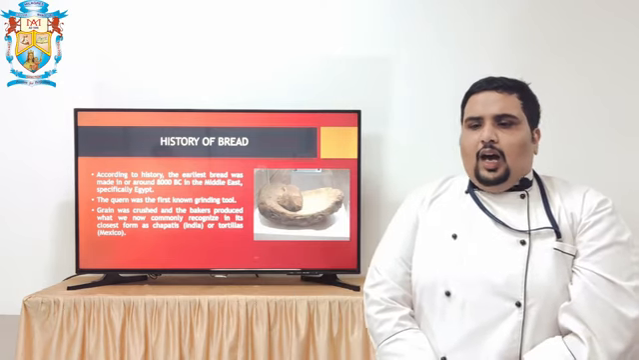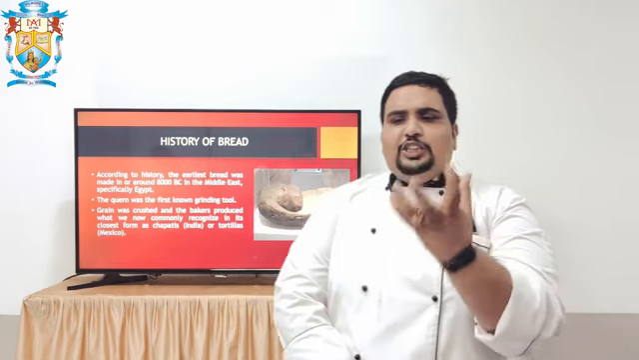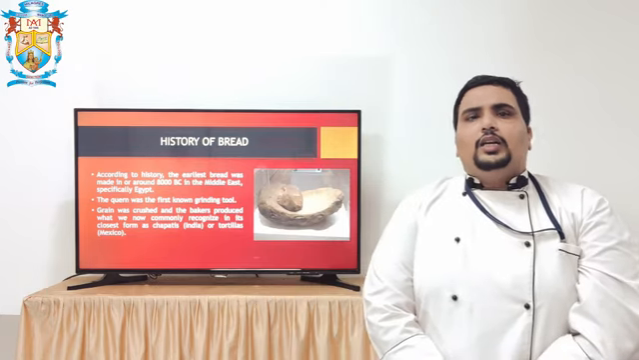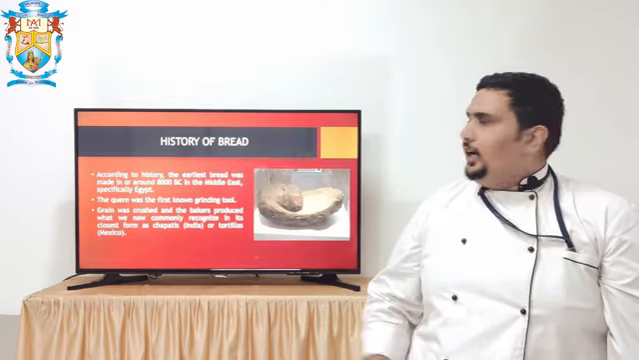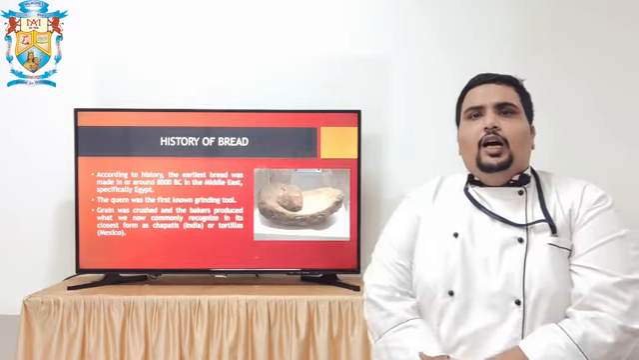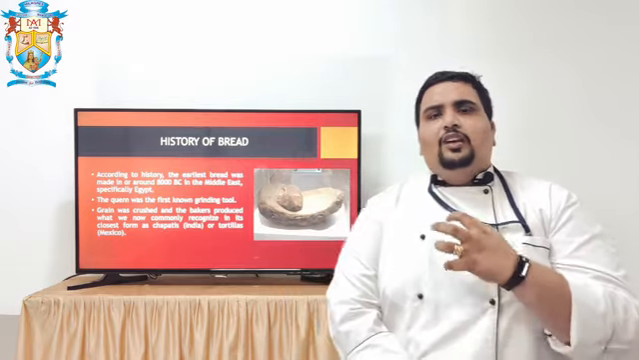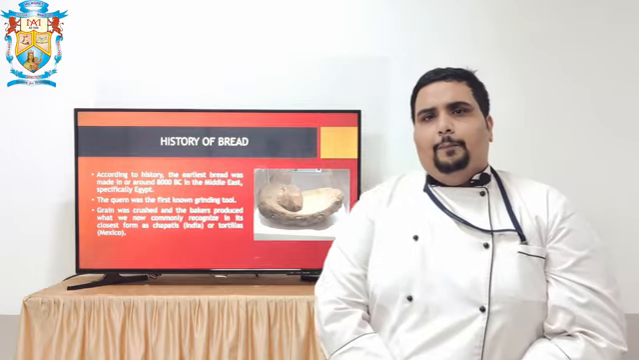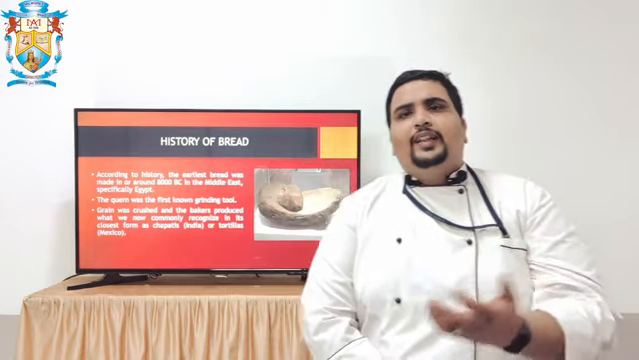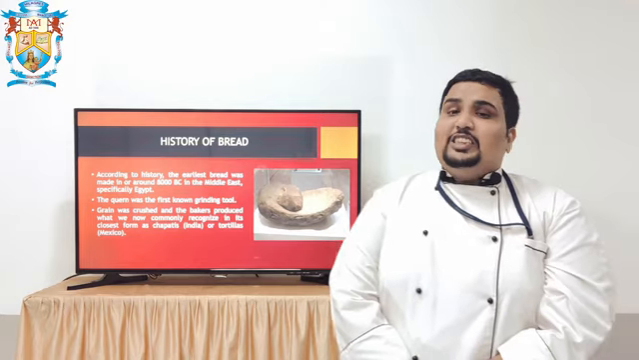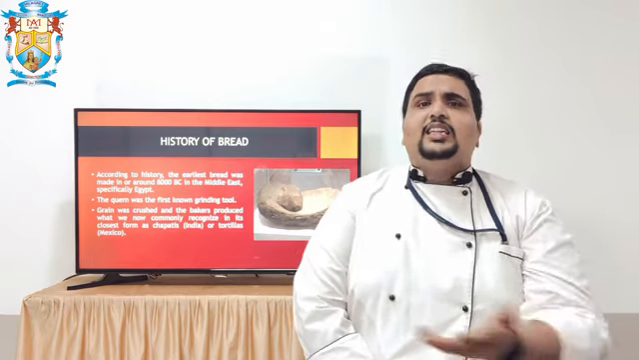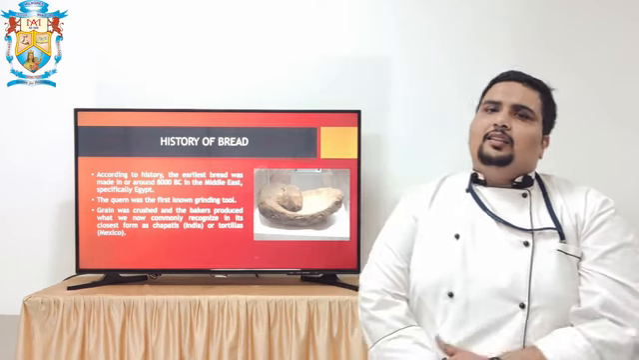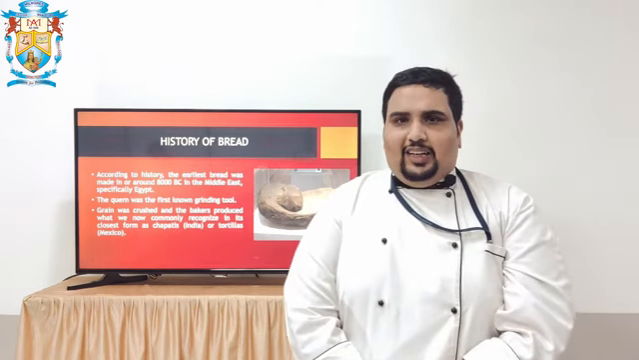They used a simple machine called the quern. A quern, as you can see in the picture over there, they used to grind the grains to form flour, and this flour was mixed with liquids, especially water or any other liquids, and then this bread was baked.